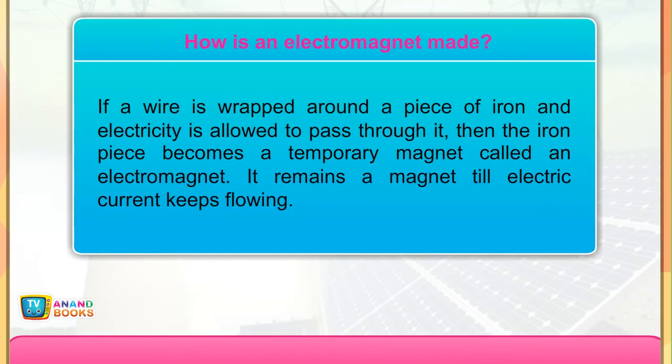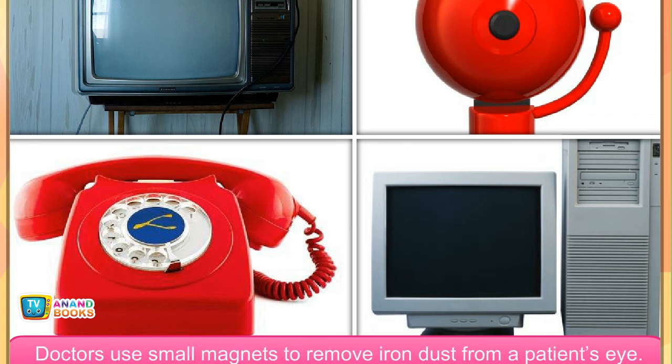How is an electromagnet made? If a wire is wrapped around a piece of iron and electricity is allowed to pass through it, then the iron piece becomes a temporary magnet called an electromagnet. It remains a magnet till electric current keeps flowing. Use of electromagnets: they are used in television, computers, videotapes, electric bells, and telephones. Doctors use small magnets to remove iron dust from a patient's eye.